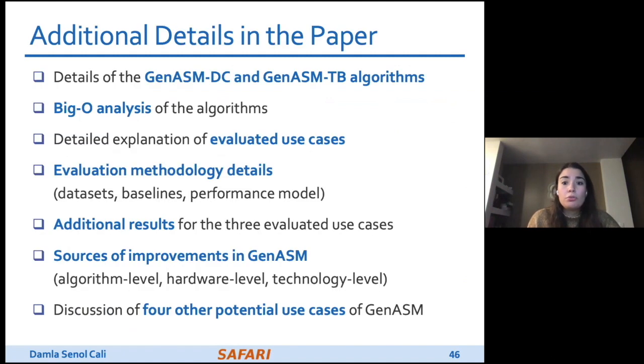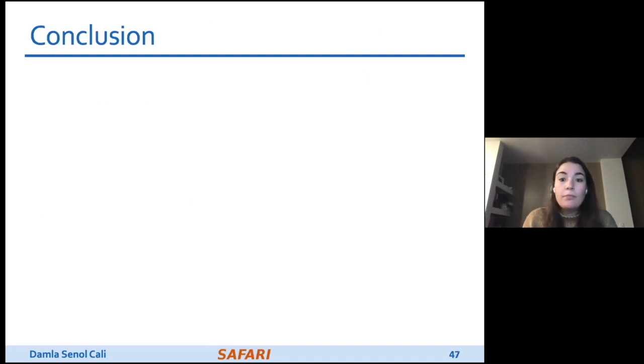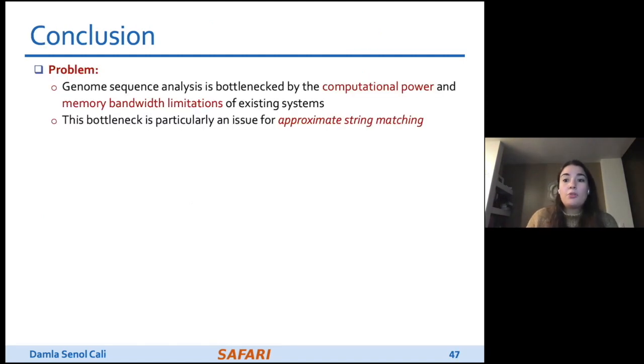So before I conclude, here's a list of additional details that we have in the paper, including algorithm details, more detail about use cases, evaluation methodology details, and some other additional results for all these use cases, along with a dedicated section where we explain our sources of improvements in terms of algorithm level, hardware level, and technology level.